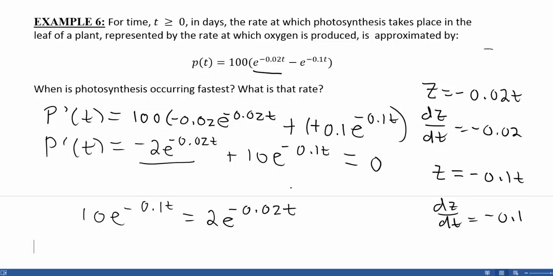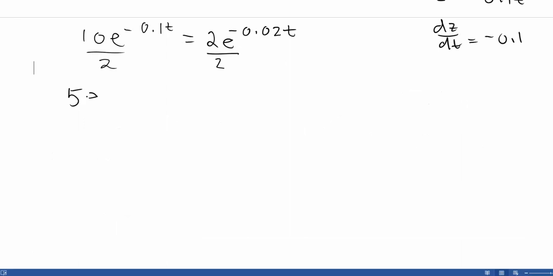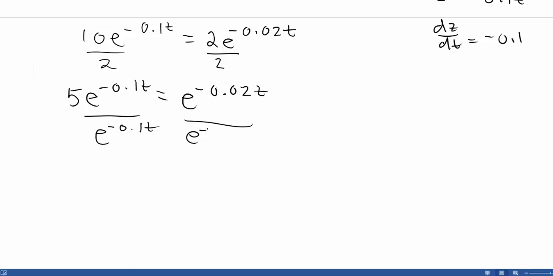Now, I want to try to combine like terms. So what I'm going to do is divide both sides by 2. That's going to simplify my constants. In doing that, I'm going to get 5e^(-0.1t) equals e^(-0.02t). Now, I'm going to divide both sides by this e term, so e^(-0.1t) and e^(-0.1t). On the left, it will cancel, leaving me with just a 5.